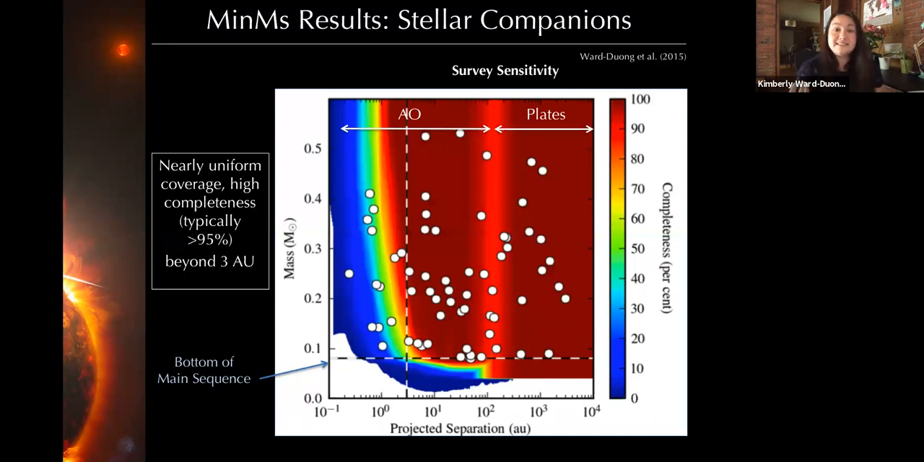What you can do with this then is look at the sensitivity of our survey and plot the mass of the companion. So how sensitive were we to actually being able to see a binary all the way down to the bottom of the hydrogen burning main sequence, as a function of the separation of the binary, with all of the systems overplotted. And this showed us that we had nearly uniform coverage and completeness, all over 95% complete to binaries down to about 3 AU in separation from the star.